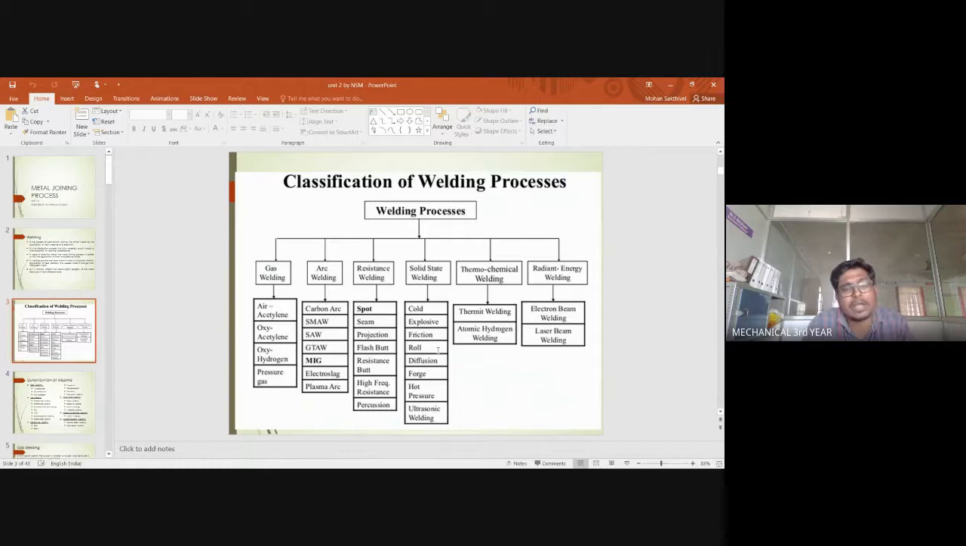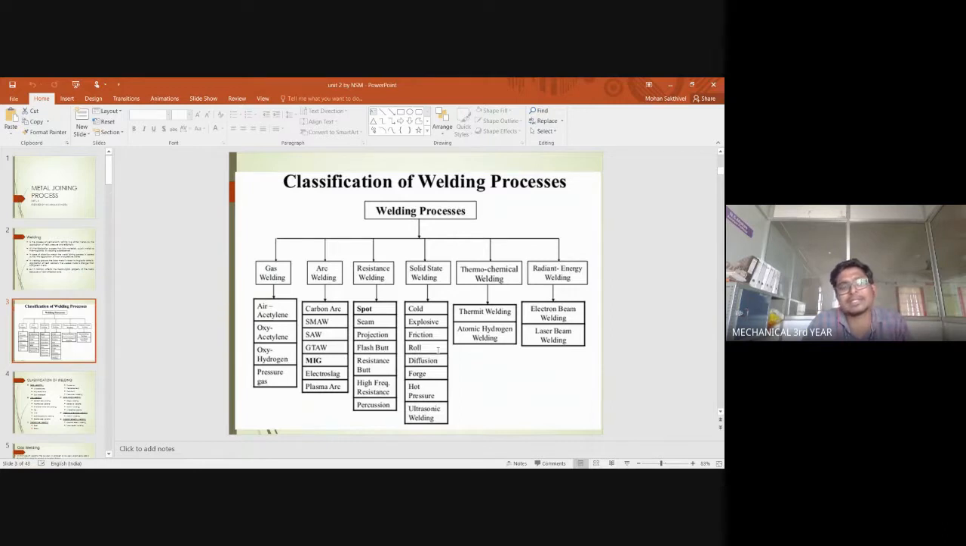And coming to arc welding we have carbon arc welding, next shielded metal arc welding, and submerged arc welding. Then GTAW, which is TIG welding. The other name for it is gas tungsten arc welding, and the other name for it is TIG welding. We will call it tungsten inert gas welding. And MIG welding is metal inert gas welding. And we have electroslag welding, and finally plasma arc welding. These are the welding methods that come under the arc welding process.